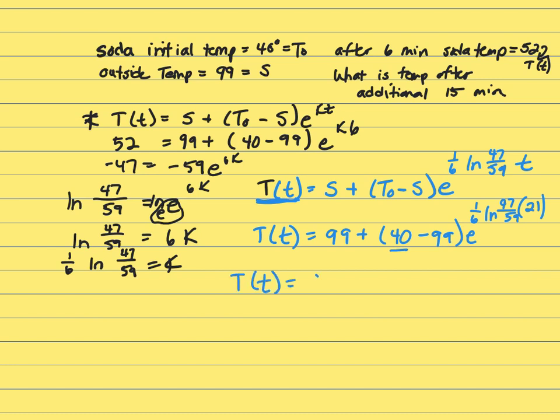T of T, let's simplify this a little bit. 99 minus 59 E to, multiply that 21 times the 1/6. So you've got 21 over 6. You could reduce that if you want to, but you're about to use your calculator, so it doesn't really matter. And that's 47 over 59. And just use your calculator. And I got 72.4. I rounded it.